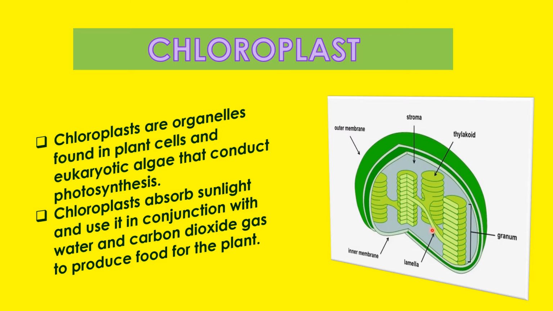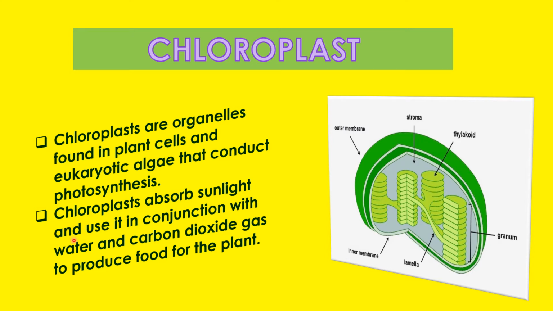Chlorophyll is present within the thylakoids. So green pigment chlorophyll is present within this thylakoid. The stacks of thylakoid sacs are connected to each other by stroma lamellae. See, these piles of thylakoids connect with lamellae. This is the connection. So, chloroplasts are organelles found in plant cells and eukaryotic algae that conduct photosynthesis.